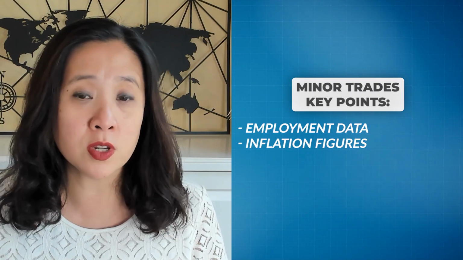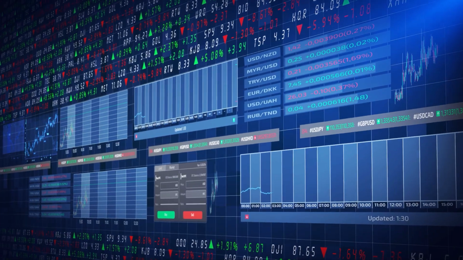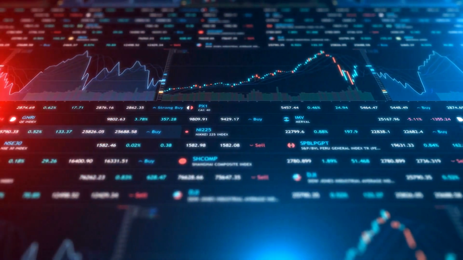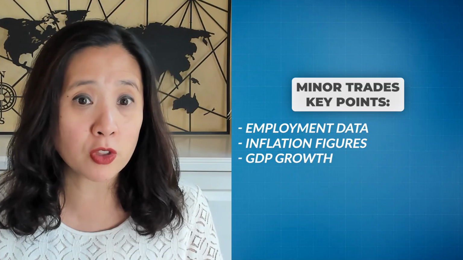Inflation figures are also another piece of very important data. Rising inflation might push a central bank to raise interest rates more quickly. Easing inflation might trigger them to lower interest rates more quickly. GDP growth also plays a role.